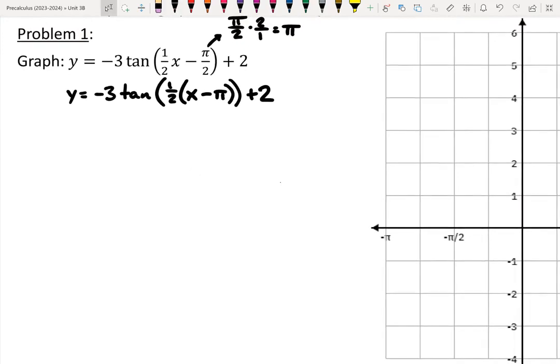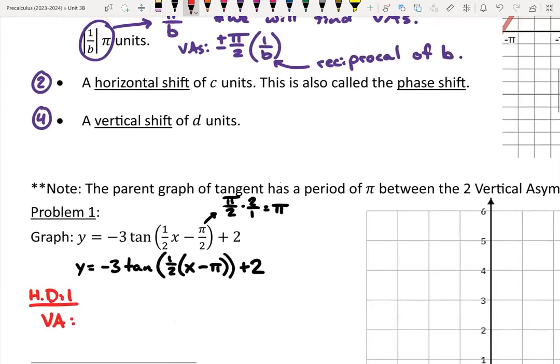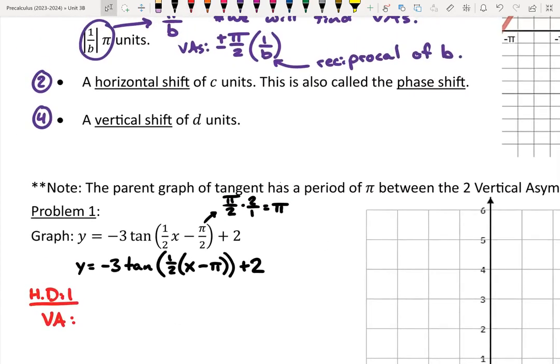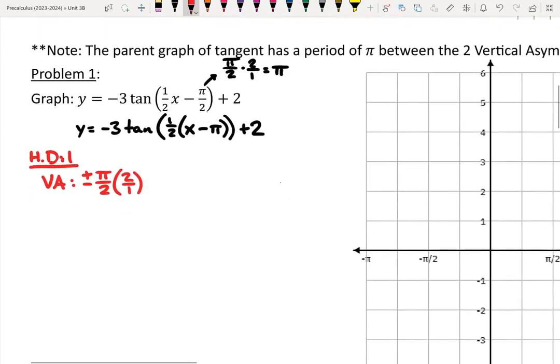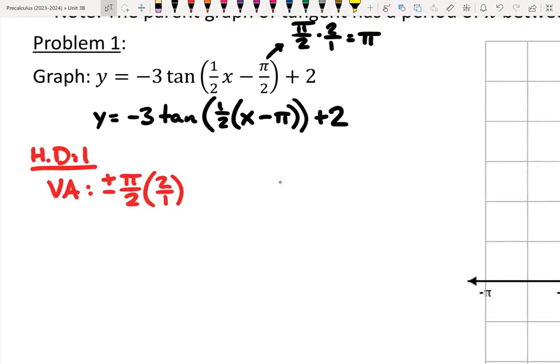Starting with our horizontal dilation, we said that we're going to find our vertical asymptotes. But what did I say we are going to do to find our vertical asymptotes? What did I say up there? We're going to take plus or minus pi over 2 and do what? Which in this case, we kind of already did that, 2 over 1, right? It happens that we get that same multiplication problem we had when we factored out.